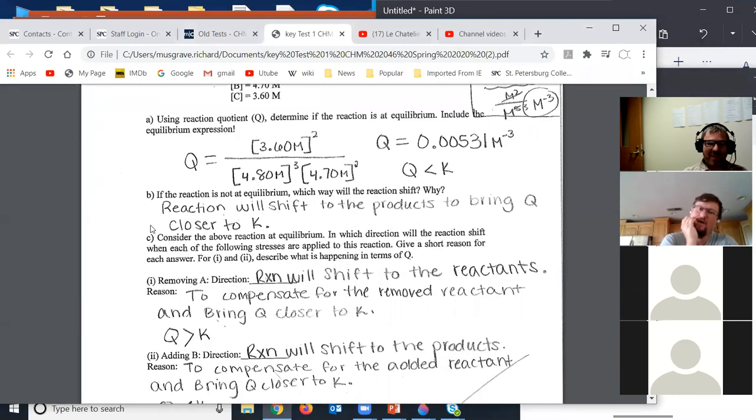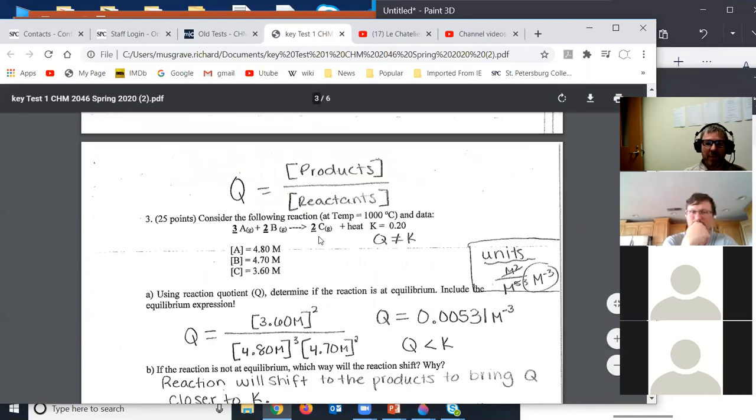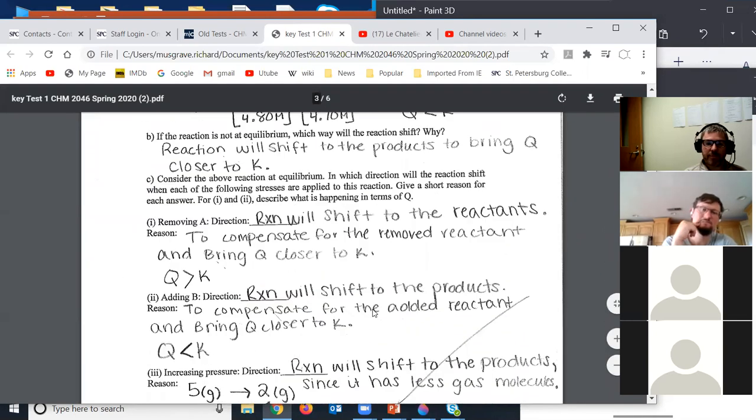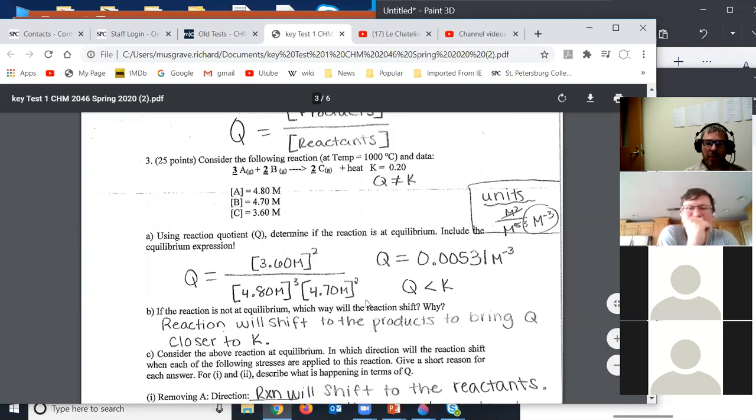All right. So the reaction is not at equilibrium. So the reaction will shift towards the products. Now that's because Q is less than K. So we know that C has to go up. So this top number has to go up in order to make the reaction reach equilibrium, so that Q increases and becomes K. So that's how we know that. Does anybody have any questions about those first two?